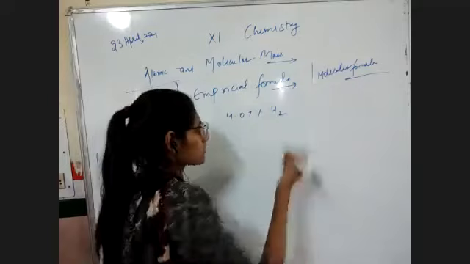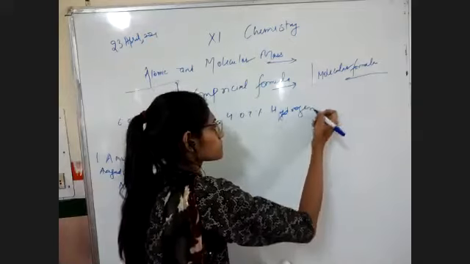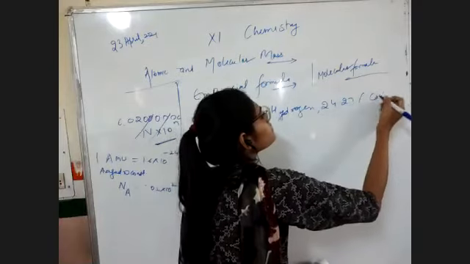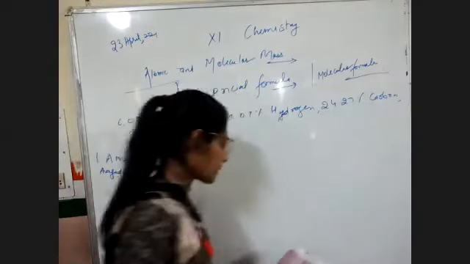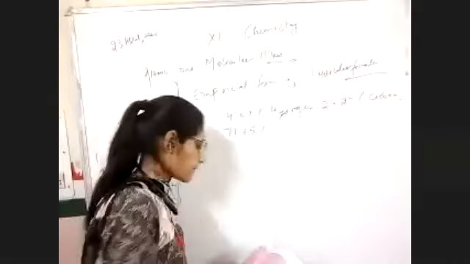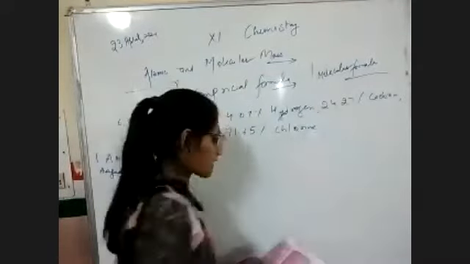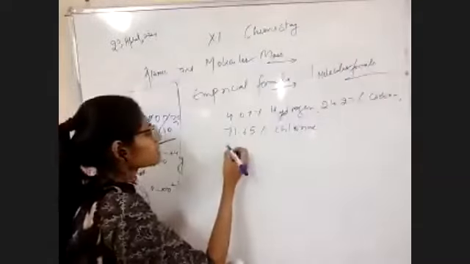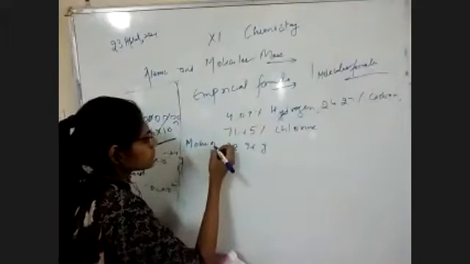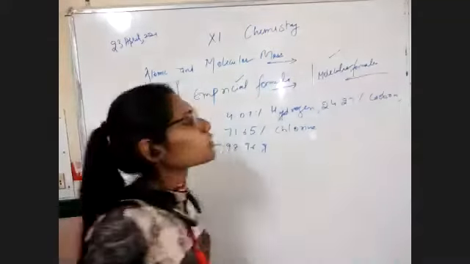4.07% hydrogen, 24.27% carbon, 71.65% chlorine, and the molar mass of the compound is 98.96 gram. And we have to calculate both empirical formula as well as molecular formula.